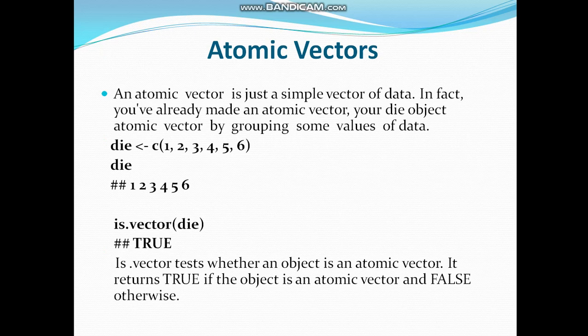To check whether the given object die is a vector or not, we can use the is dot vector function of die. If die is a vector, the function returns true, otherwise it returns false.